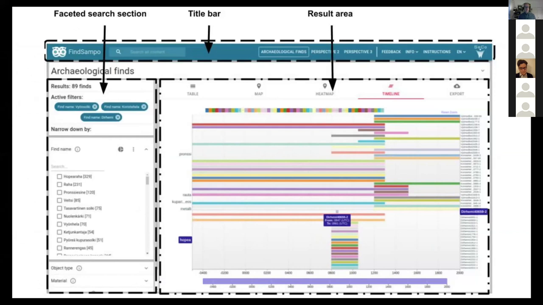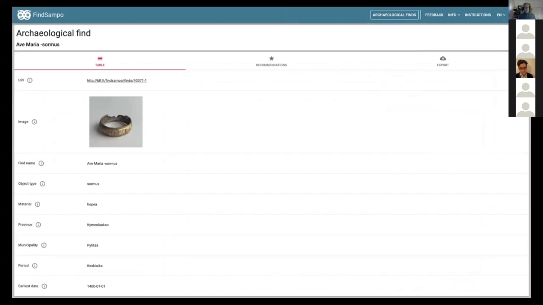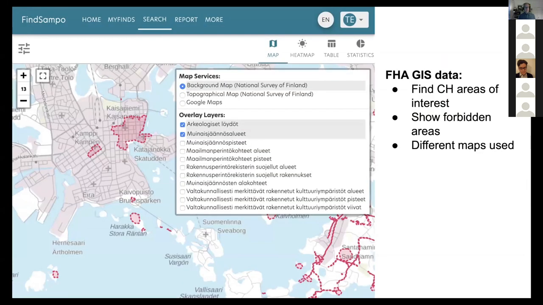So yes, this kind of novel timeline visualization was developed for the FindSampo portal, which shows the distribution of the filtered finds over time. So finds are grouped by material type, which provides the user with a new kind of perspective on the material distribution of finds in time. The find landing page shows the find information and will show links to similar finds in the FindSampo knowledge base, but also links to similar finds in other European finds databases. There is data to show cultural heritage areas on a map together with archaeological finds to support the users, and also show forbidden areas where digging is not allowed.